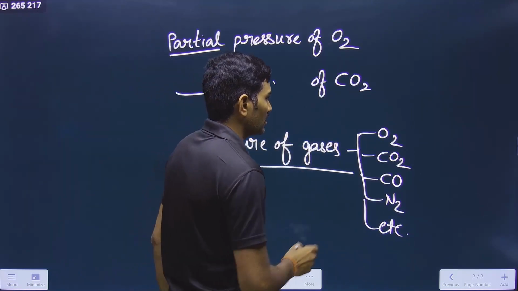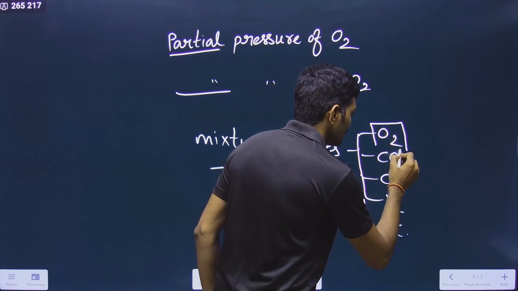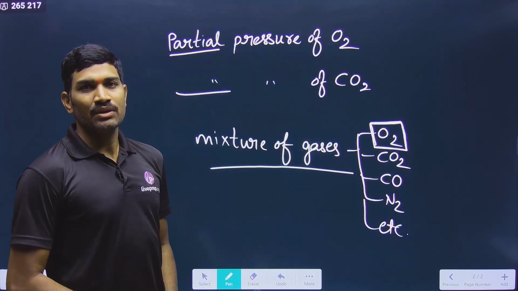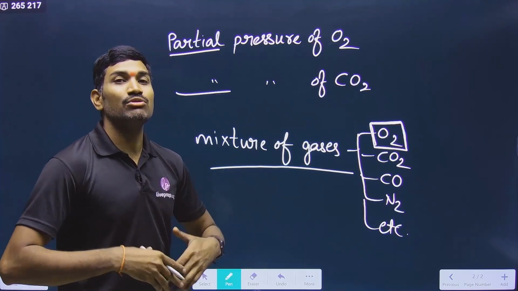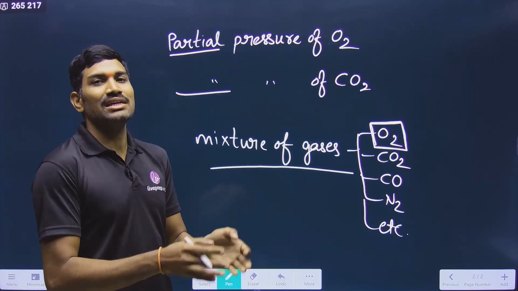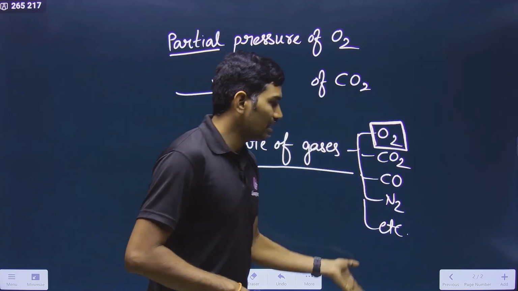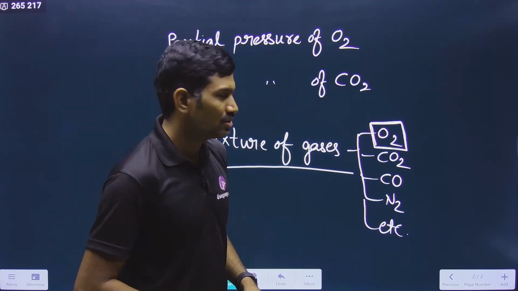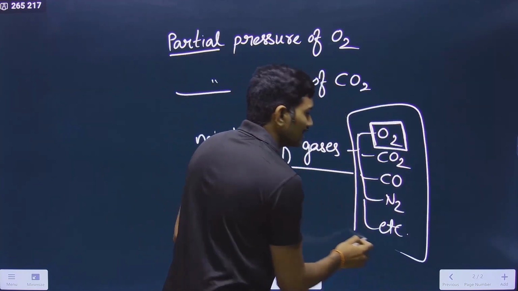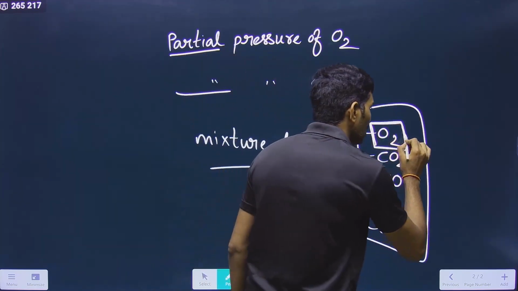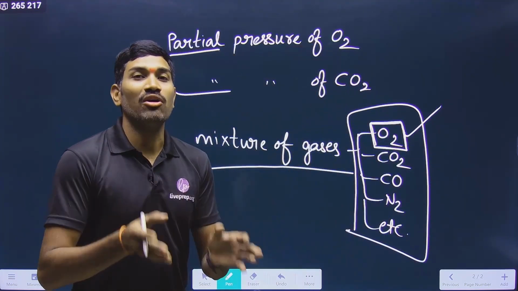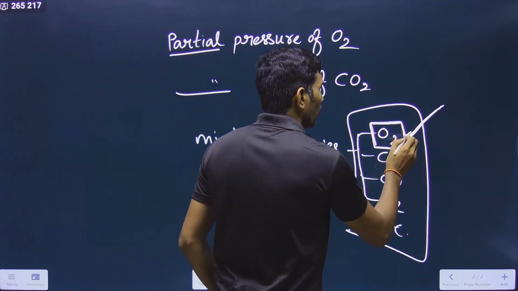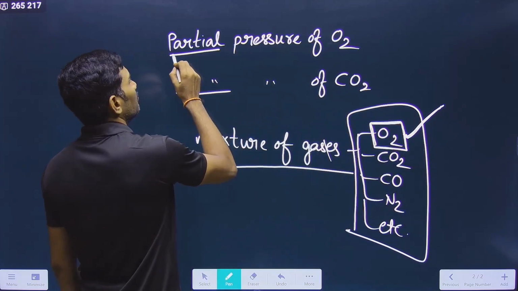In this total pressure, you want only the pressure exerted by oxygen, so you need to calculate how much it is. If more oxygen is there, the contribution will be more. If less oxygen is there, the contribution will be less. Based on their percentage or proportions, you will get the corresponding values. So in this total, we are focusing only on the pressure exerted by oxygen. Among all these things, we want only this particular one. That's why it is called partial pressure.